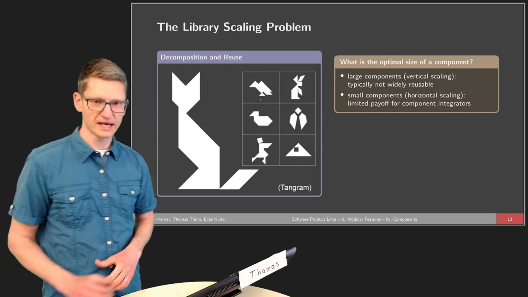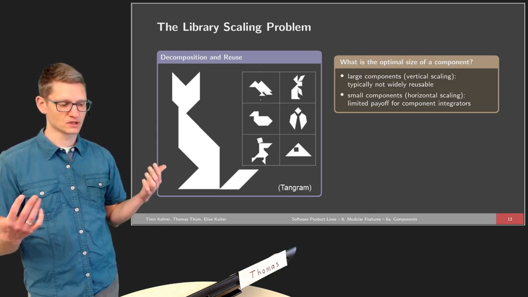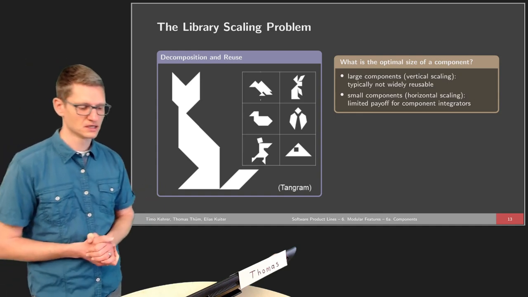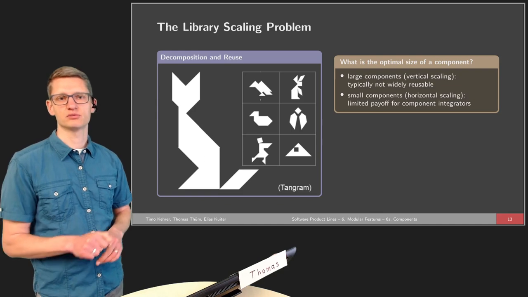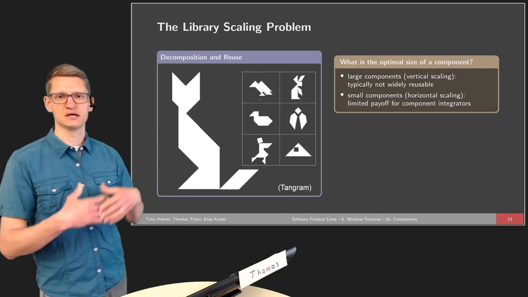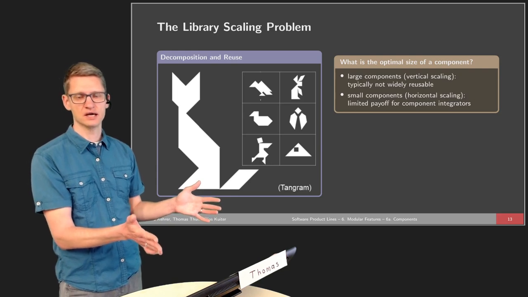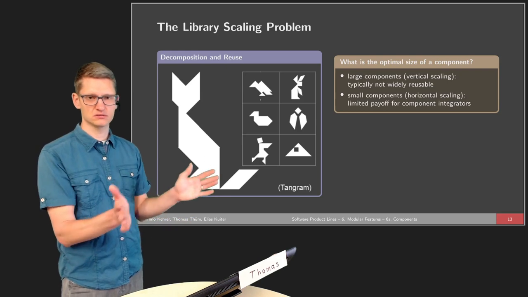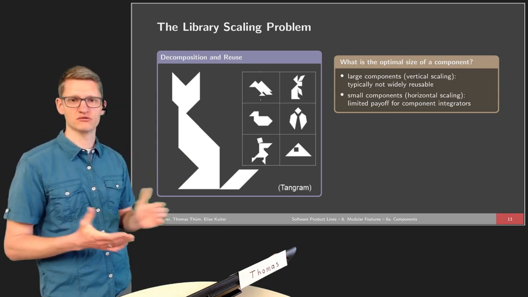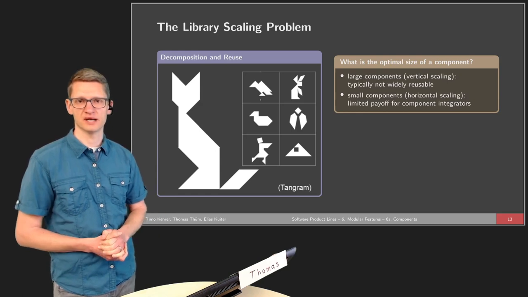So this brings us to the library scaling problem. It is about the fact that the best size of a component cannot be easily derived. When we have large components, they are typically not widely usable. Every single line, every single method that we add to an API provides some more functionality, but also makes some more design decisions, which might be conflicting in some situations. In the most simple case, we have a component which requires 1 gigabyte of storage in terms of compiled program code. And we might have some embedded devices where it's not feasible to apply this anymore because it's simply too large.